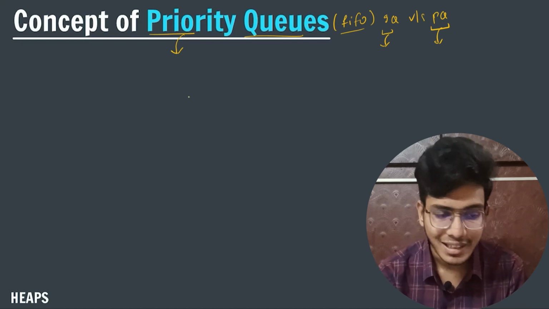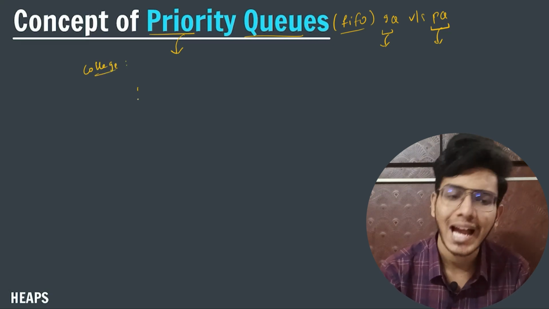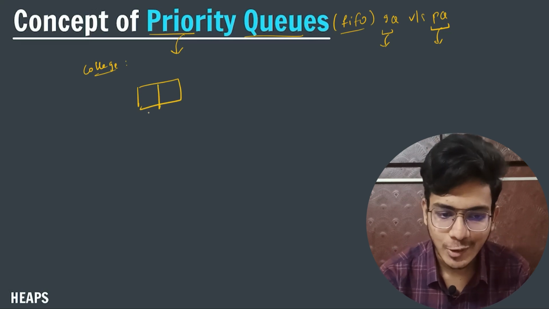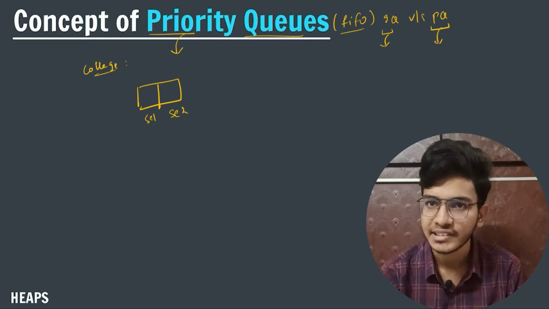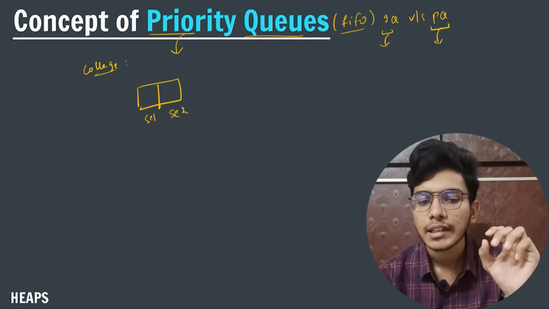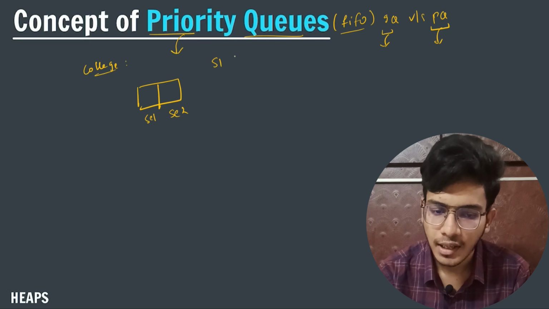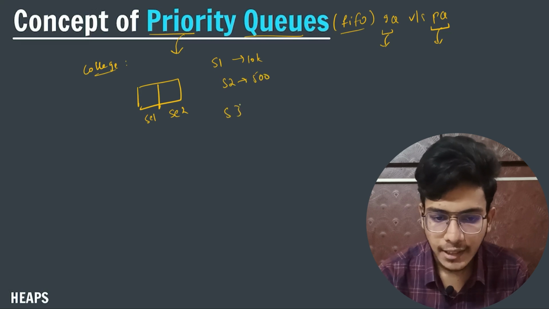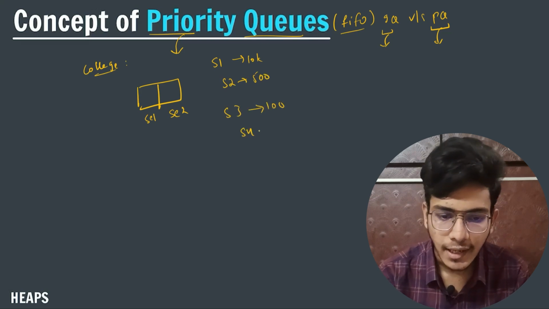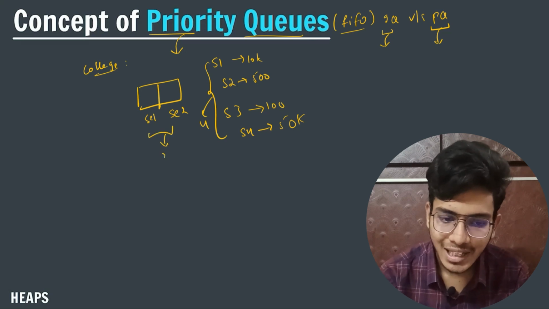If you want a real-life example, let's say there is a college, and in the college we have only two seats, seat 1 and seat 2. For these two seats, let's say 4 students have applied. Student 1's rank is 10,000, student 2's rank is 500, student 3's rank is 100, and student 4's rank is 50,000. So the total number of applicants is 4 and the available seats are 2.